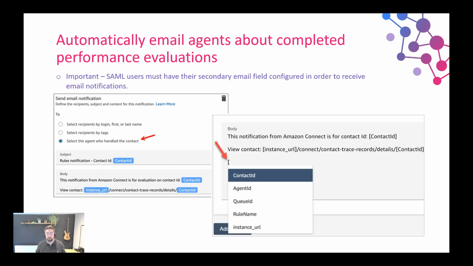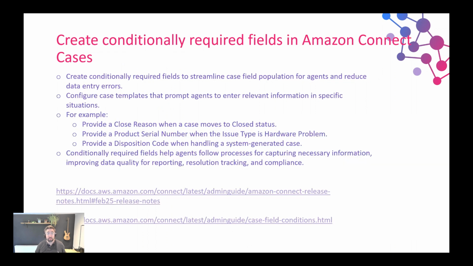Then we've selected the agent who handled the contact as the recipient. You can set things like the subject and the body, and you can also use some attributes to embed things like contact ID, agent ID, QID in the body of the email that you send. On to the next one.